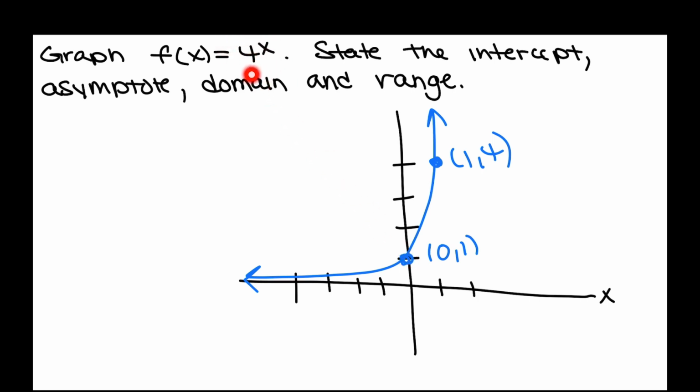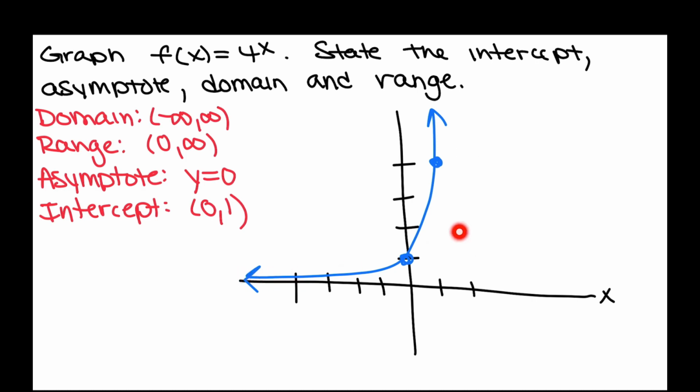Because my base is 4, it's exponential growth, it's increasing. And the bigger the base, the more steep the graph is, the more rapidly the increase is. And so an easy way to illustrate that is if I plug in 1 for x, I get y equals 4. So this graph is going to go through the point 1, 4. I can see on the graph that my domain is all real numbers. That's true for all exponential functions. My range is 0 to infinity, not including the 0. I have an asymptote of y equals 0 and an intercept at 0, 1.